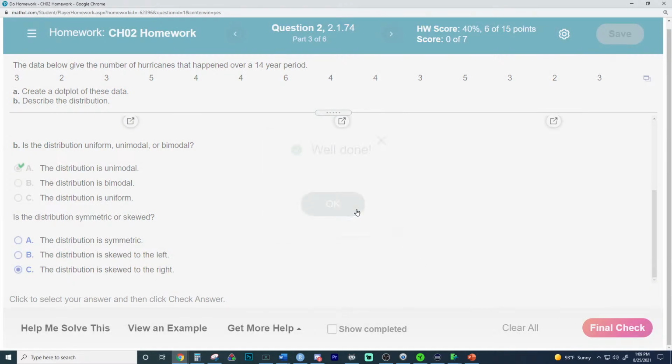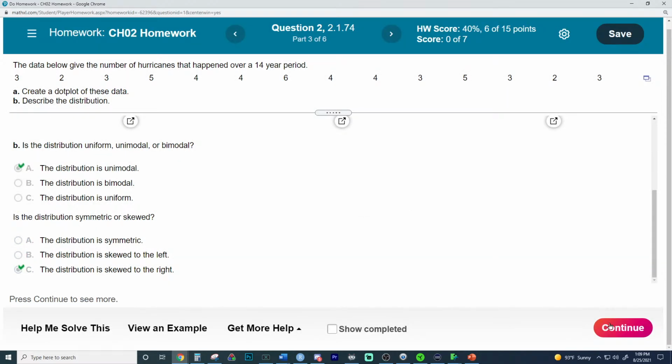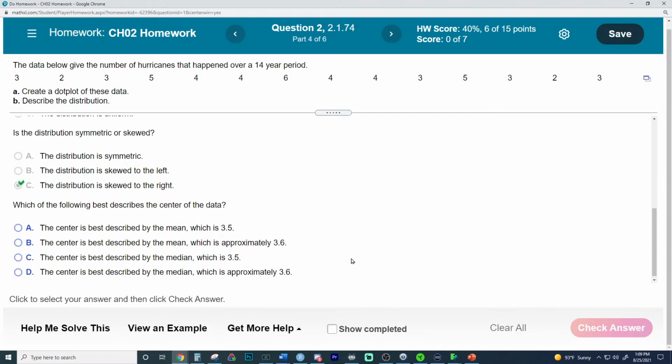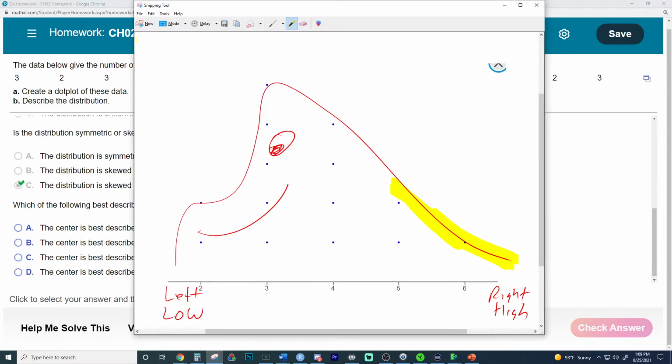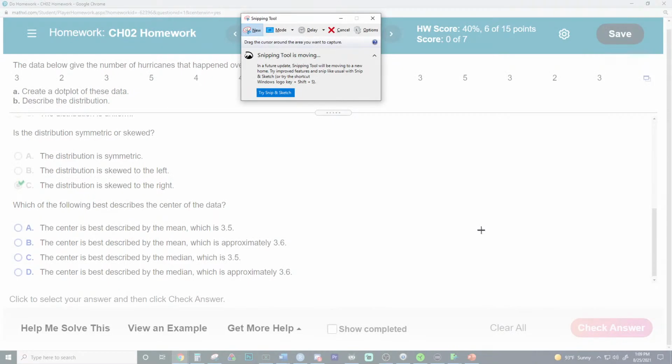I was waiting for it to say wrong, and I'd be like, no! And which of these best describes the center of the data? Now, you might feel like you have to calculate the median here, but when you do the median, like if I had a bunch of data right here, and let's say my data was... because I actually selected a wrong answer.